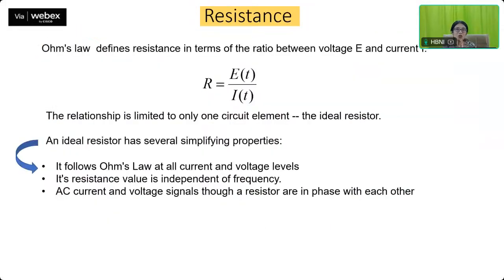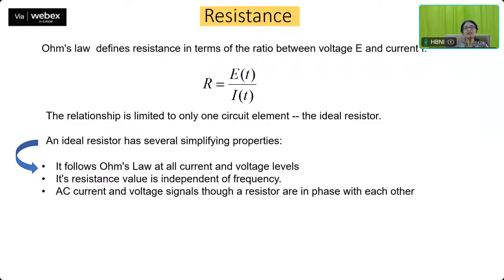So now, coming to understanding what exactly your electrochemical impedance spectra tells you, first you have to refresh a little bit of your memory. So what is this impedance? We normally heard about resistance, right? Everybody has heard about resistance. Ohm's law defines resistance in terms of the ratio between the voltage E and the current I. So what is R? The resistance is E by I. Now this relationship is limited to only one circuit element, which is the ideal resistor.